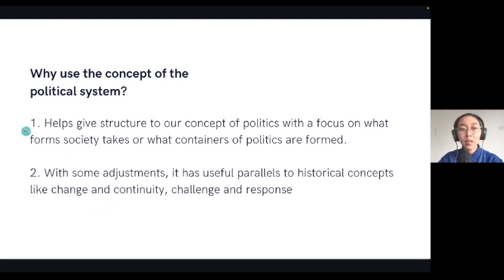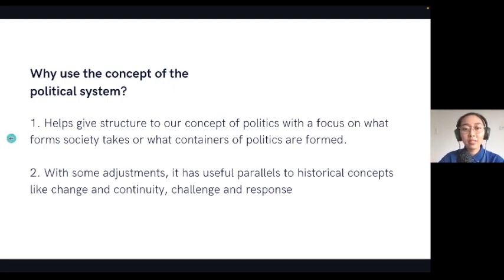And so, as I argue in this part of our module, a political system helps give us a conceptual structure to how we understand politics, with a focus on what forms society takes or what containers of politics are formed. So, political systems are containers for different political dynamics, which we can distinguish from a different political system, which we'll be describing in a bit now.